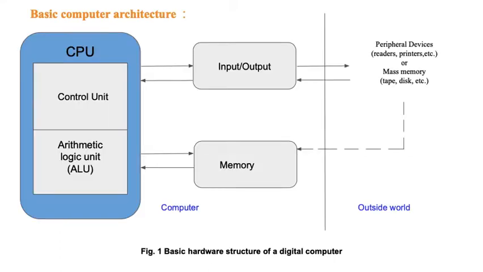Here there are three basic hardware components of a general purpose digital computer that we can see. The first one is the central processing unit, that is CPU. The second is memory, and the third is the input output section. We can see the relationship of these three components here.